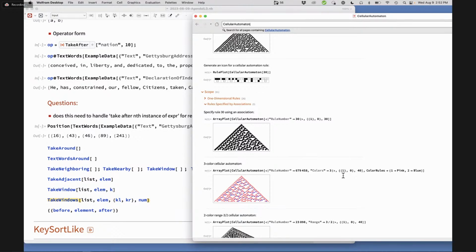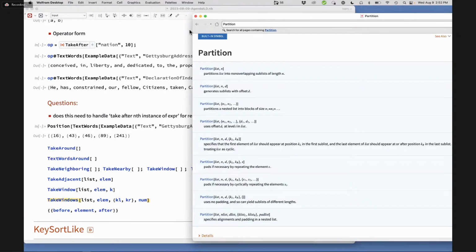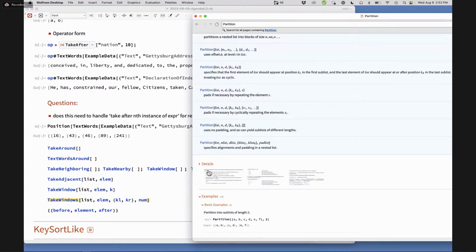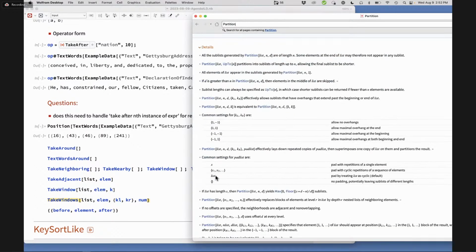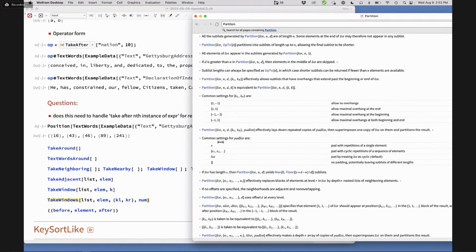Mm-hmm. Let's try to make a design of this kind. I think we have in the Partition documentation names for all those pieces. And we can have a string name for this, AllowNoOverhangs, et cetera, Cyclic, et cetera. Can you guys make a candidate design for this, please?